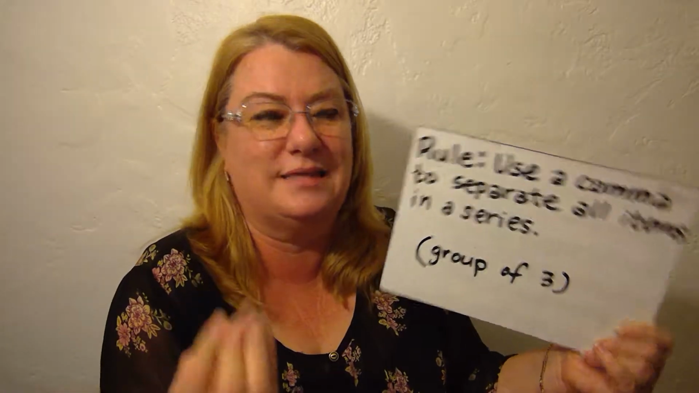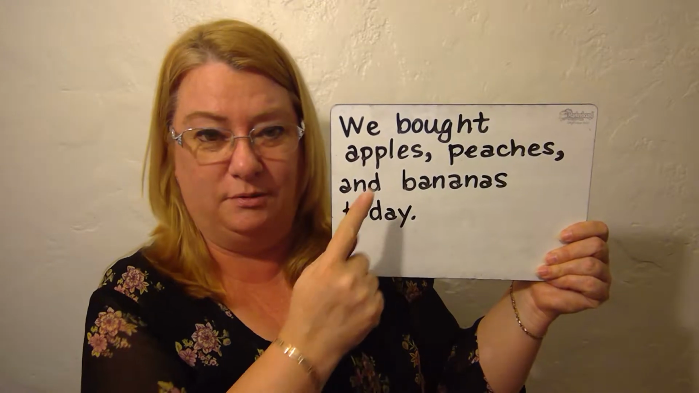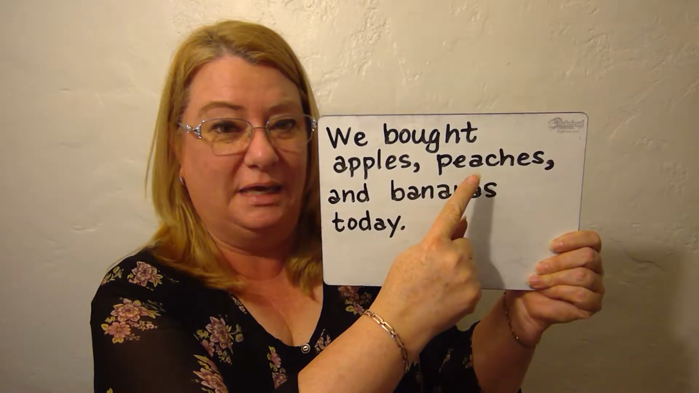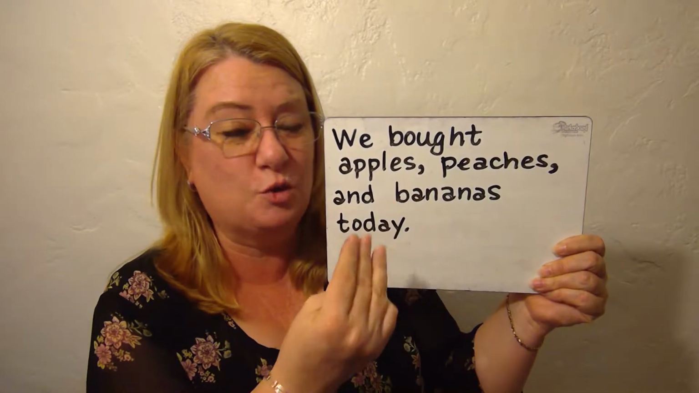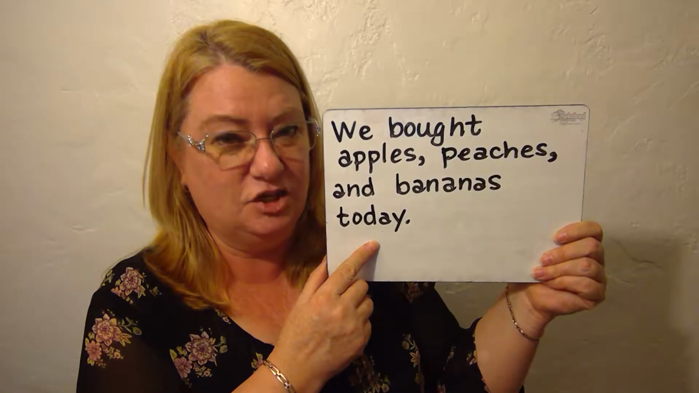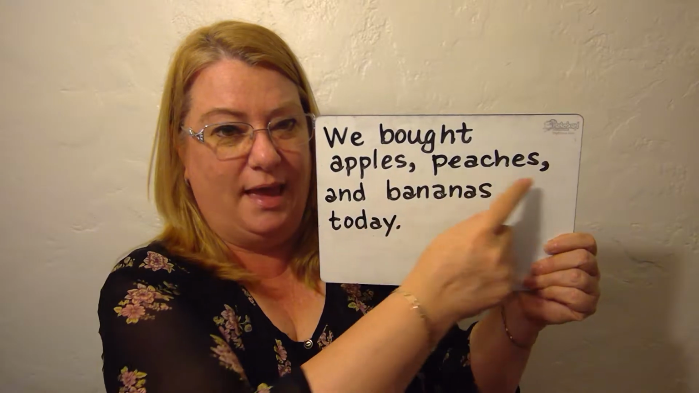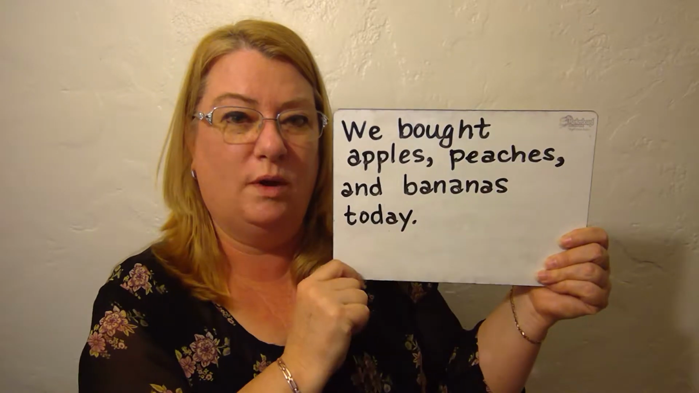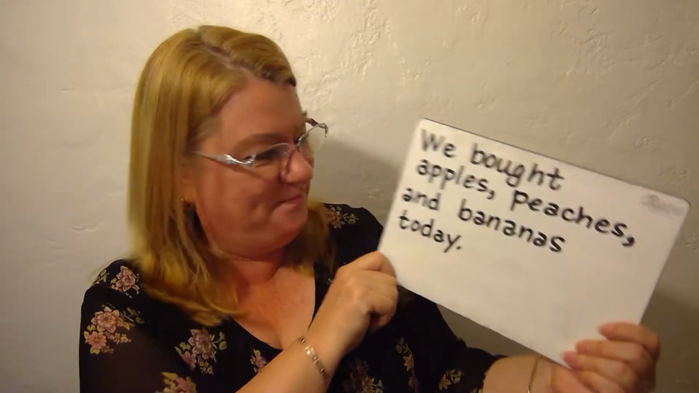And they go together. It's like the same idea within the same context. So, this one. We bought apples, first one, peaches, the second one, and bananas, the third thing. So there's three fruits that were bought. We bought apples, peaches, and bananas today. So you've got the one comma here and the one comma here. We bought apples, peaches, and bananas today.